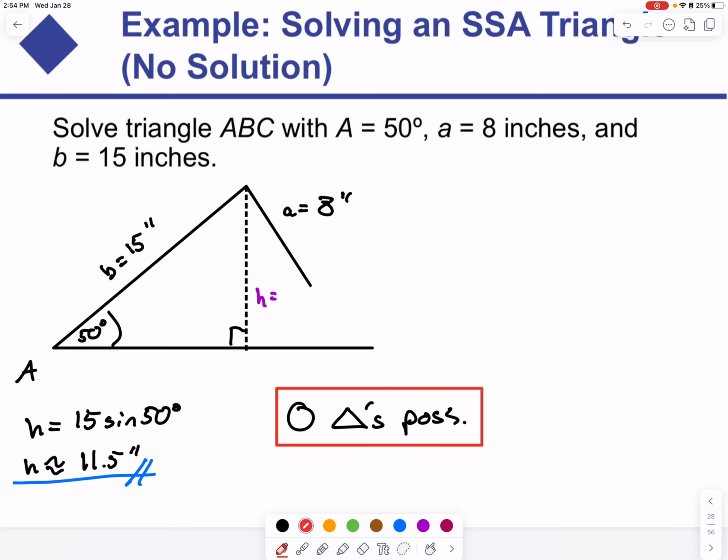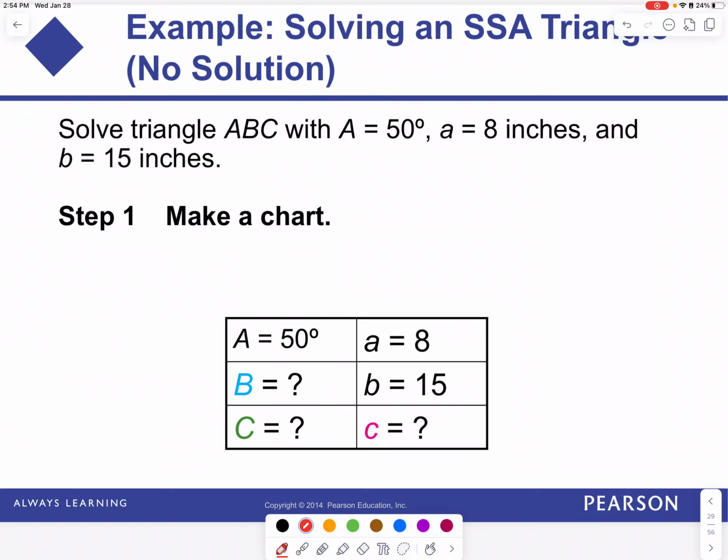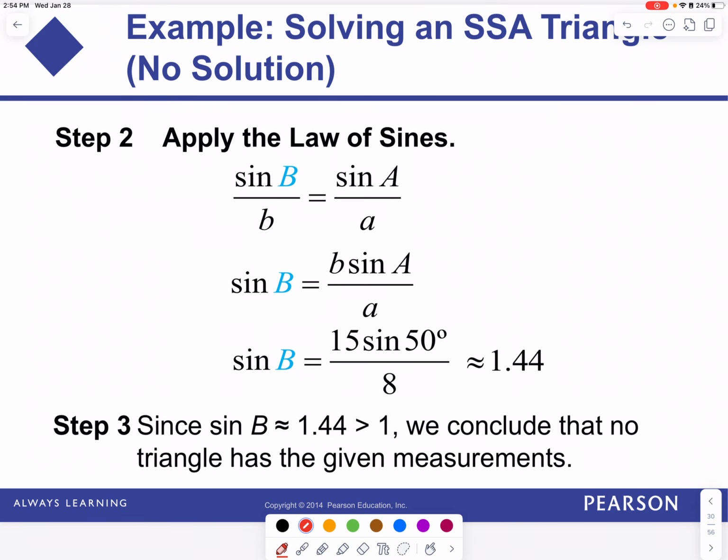Okay, so let's compare this to the prepared notes. Let's see if our conjecture is proper. We have our chart, right? We've identified it as an ambiguous case. So because the sine of B is larger than 1, we conclude that no triangle has the given measure. Okay, right? So 0 triangles possible.